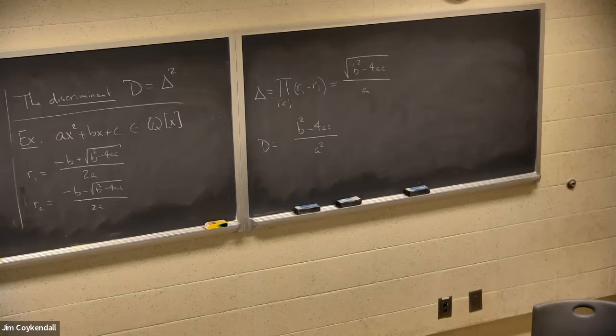Now notice, you all are probably used to back in high school, if you remember, they usually called the b squared minus 4ac the discriminant, right? But that's okay because it differs from the D that you learned in high school by a square in the rationals.